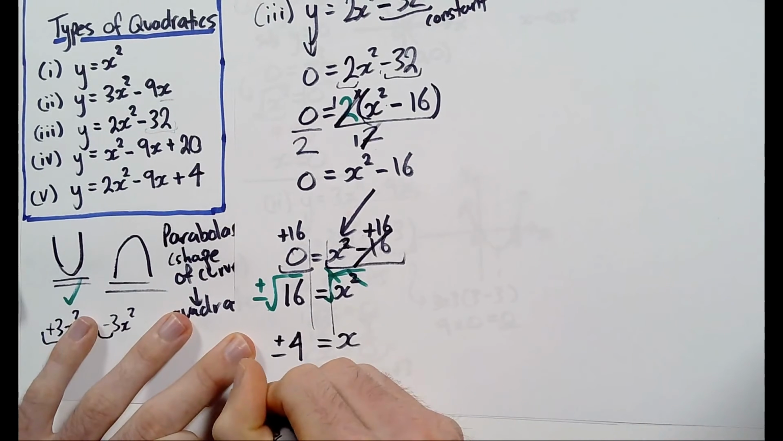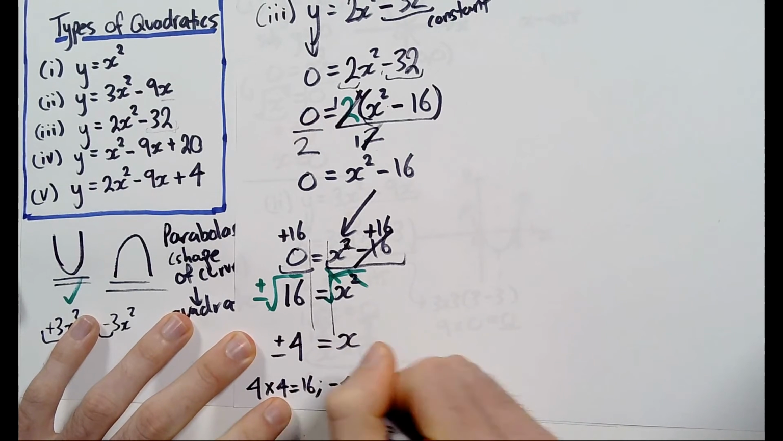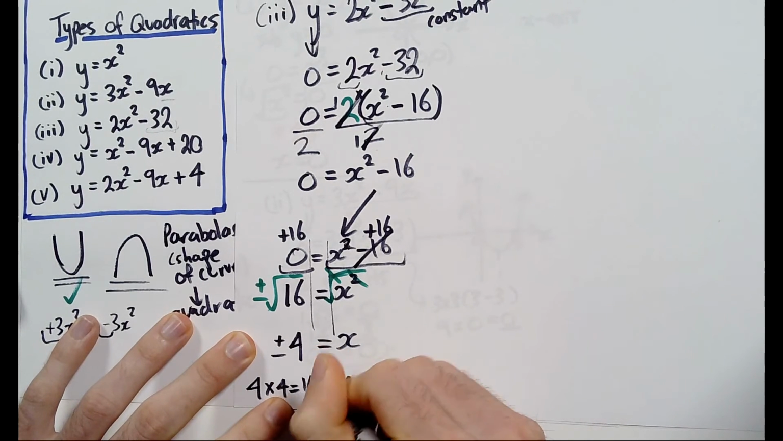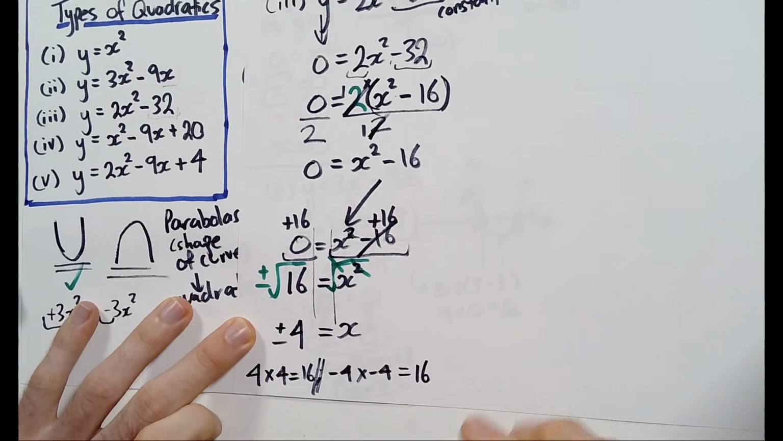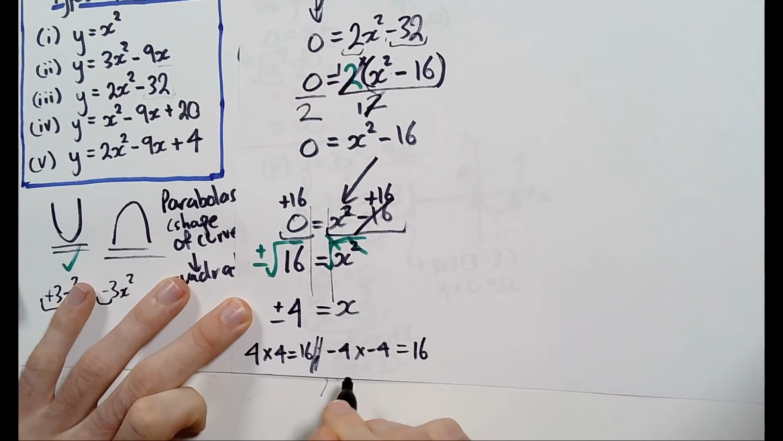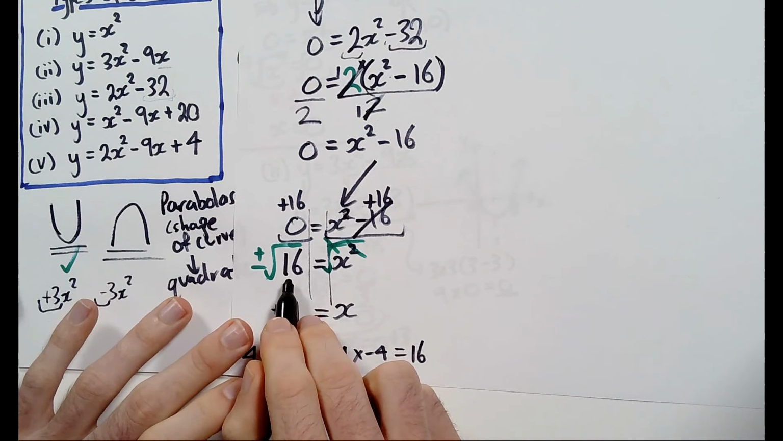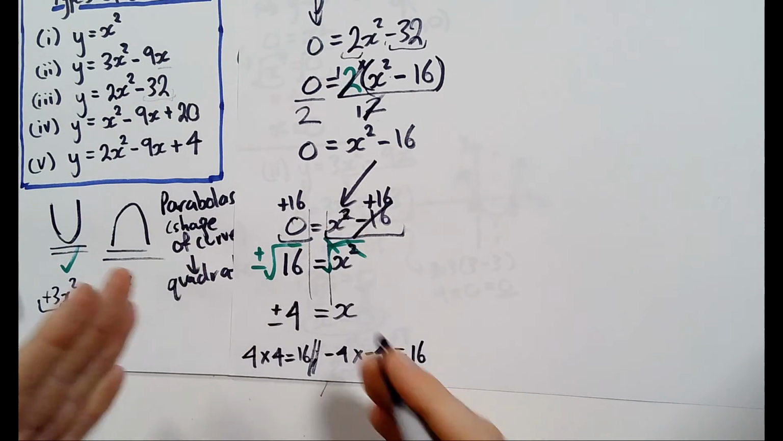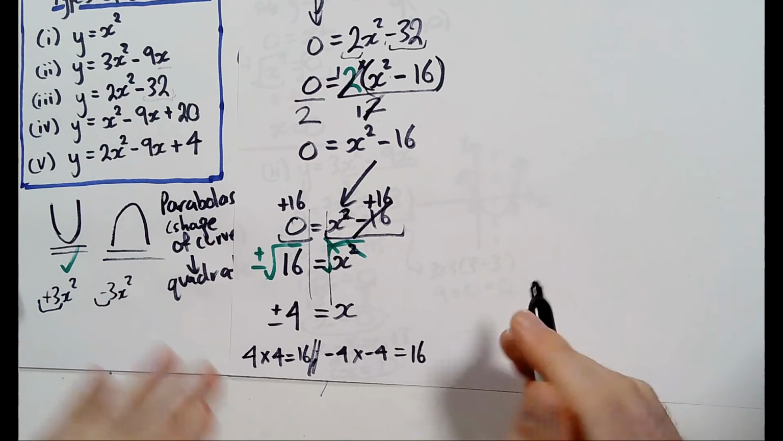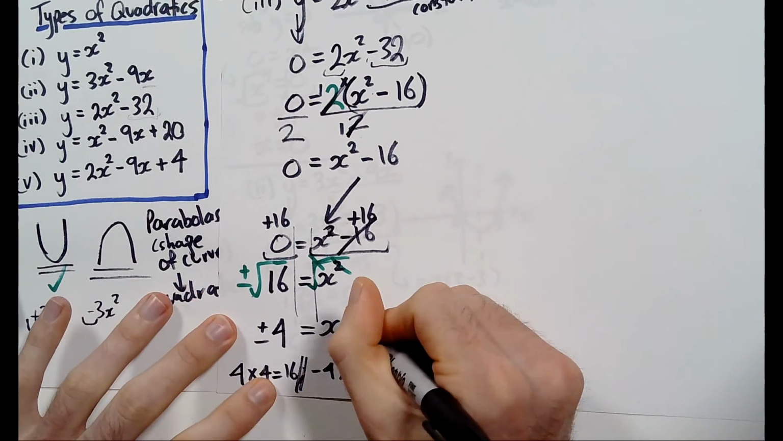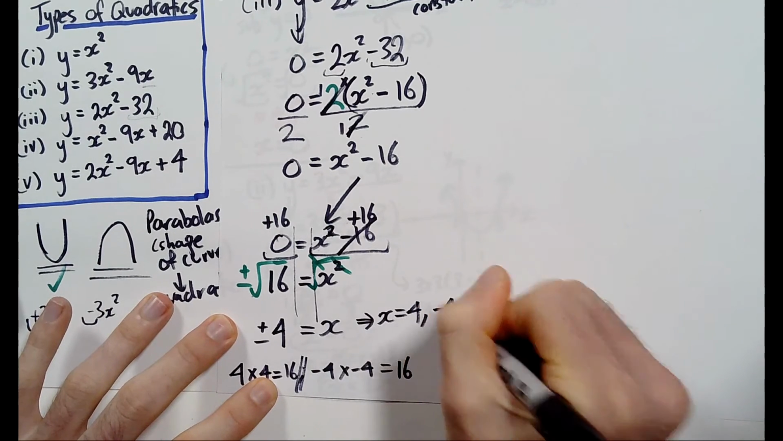So remember, 4 times 4 equals 16, but negative 4 times negative 4 also equals 16. So that's why we have both of those as a possible solution to the square root of 16. Because you can get to 16 two ways. You could square 4 or you could square negative 4. So we have two solutions. We have x equals 4 or negative 4.